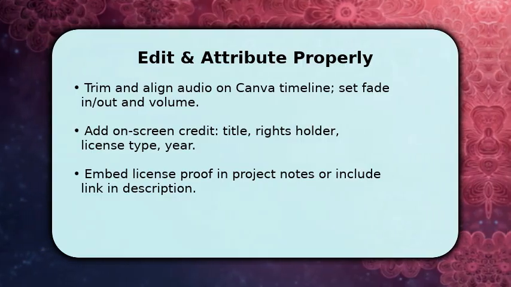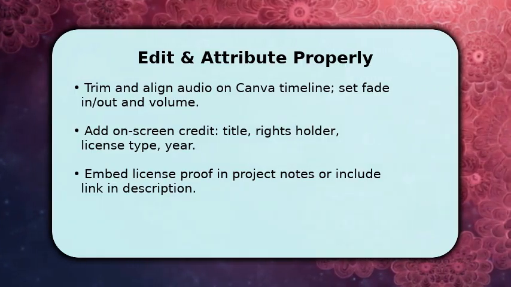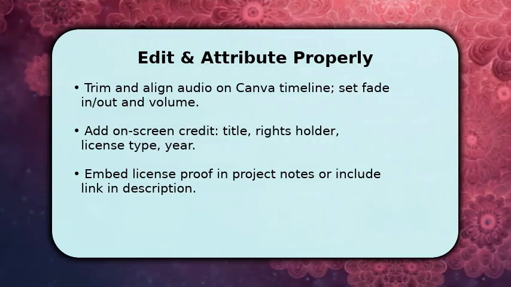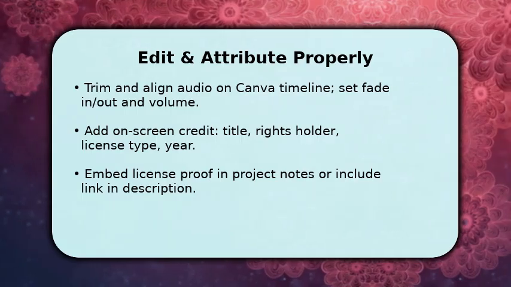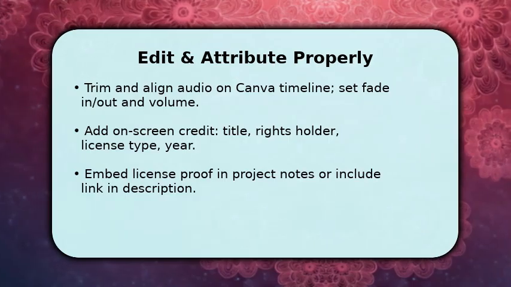Also make sure to add visible attribution. The track title, rights holder, and license type. Place that on a credit slide or description because transparency avoids disputes. Finally, attach or reference your license proof in project notes or the published description.